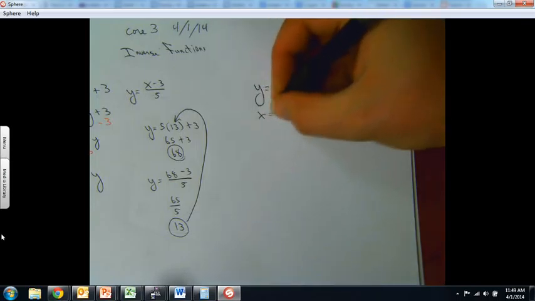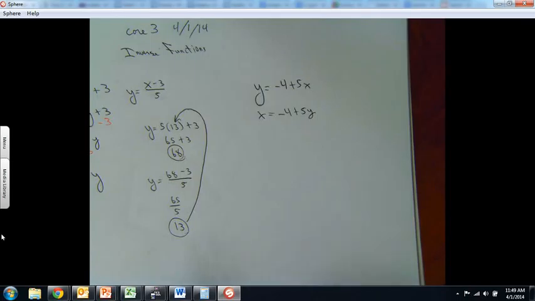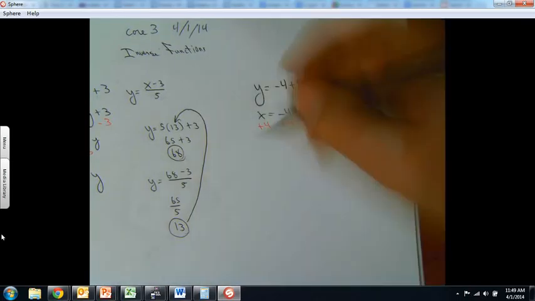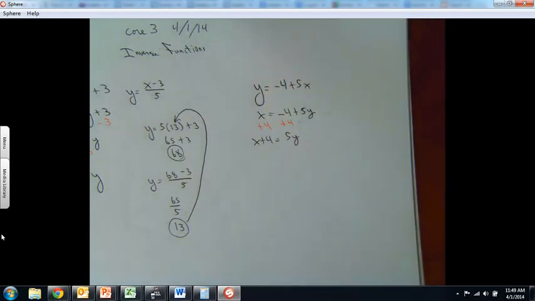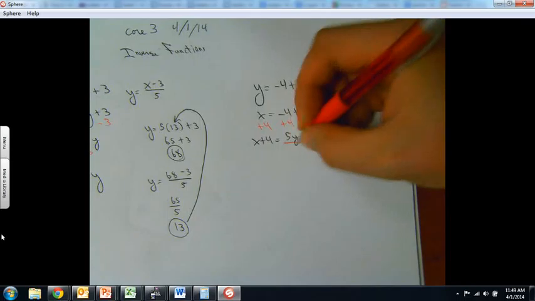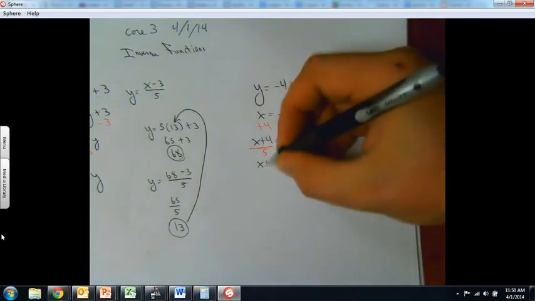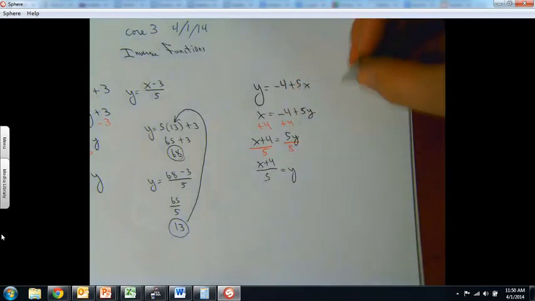x equals negative 4 plus 5y. Solve for y. Plus 4, plus 4. x plus 4 equals 5y. Divide by 5, divide by 5. x plus 4 over 5 equals y. So my inverse function is y equals x plus 4 over 5.